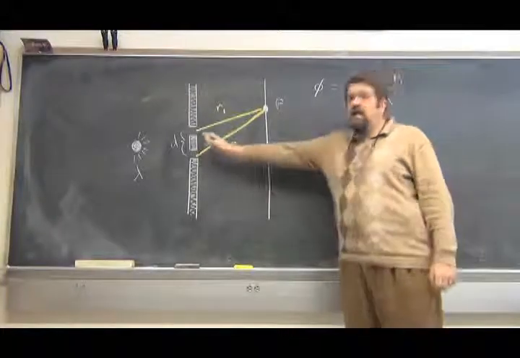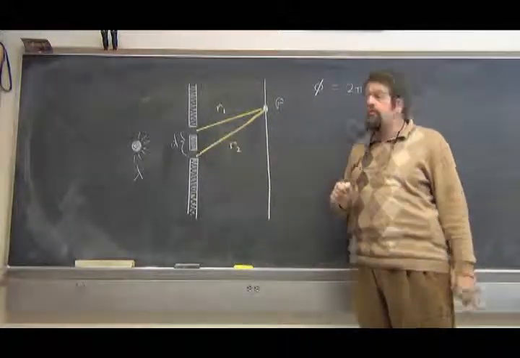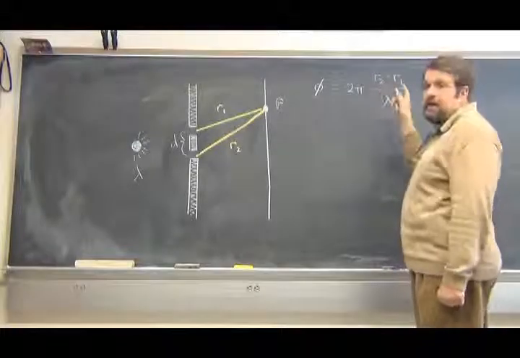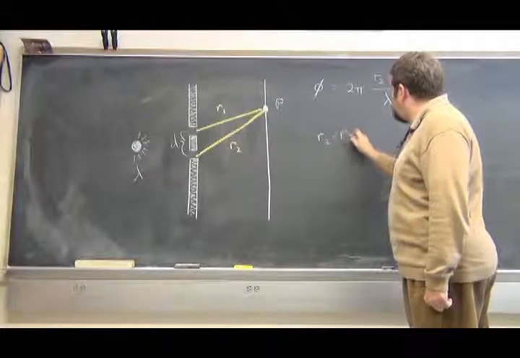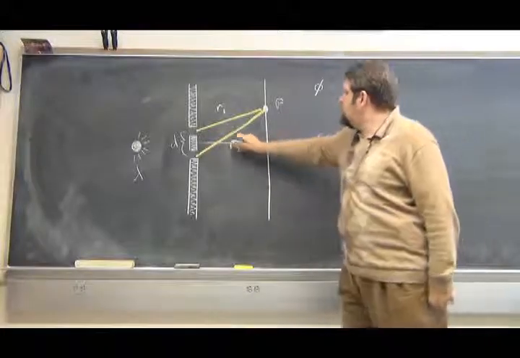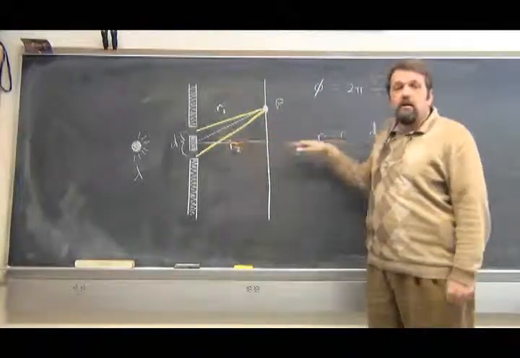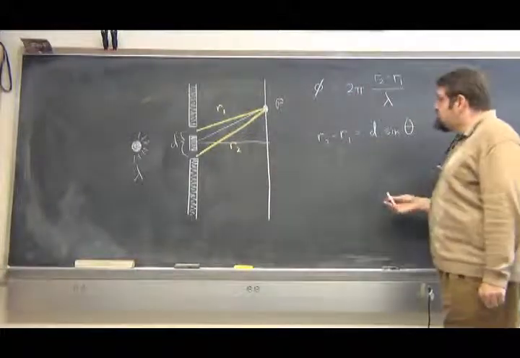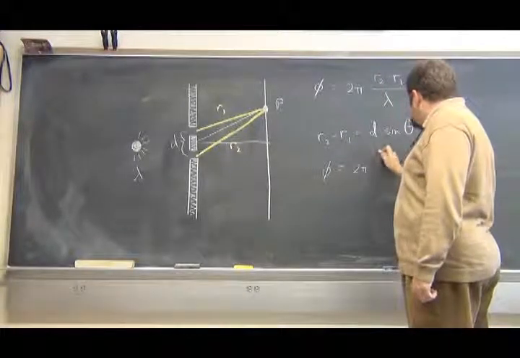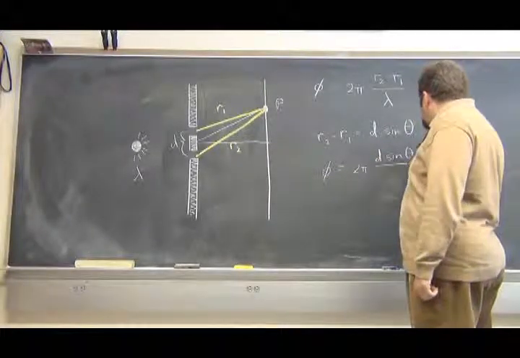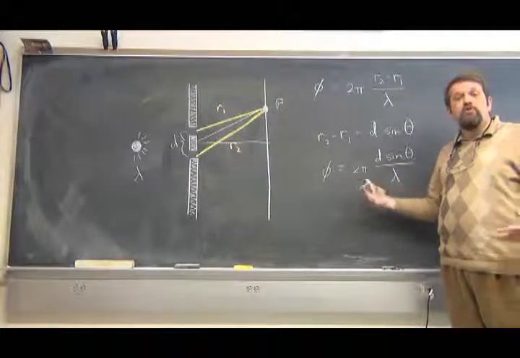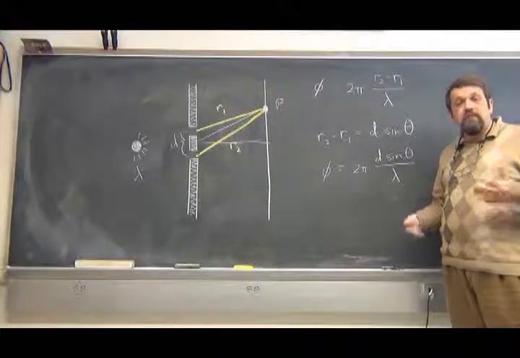And of course, if this screen is far away compared to the distance between the 2 slits, there's a simpler way of writing this. R2 minus R1 is d times the sine of the angle theta between the horizontal direction of this diagram and the direction of point P, and so we could write that the phase difference is equal to 2 pi times d sine theta over lambda. And this phase difference will lead to constructive or destructive interference in the 2-slit pattern.